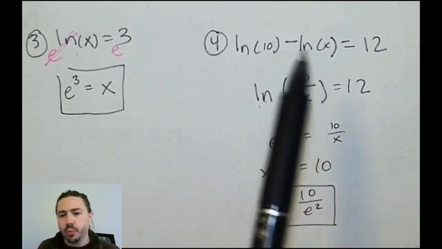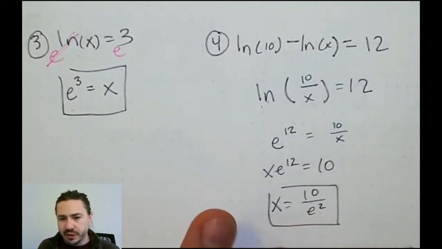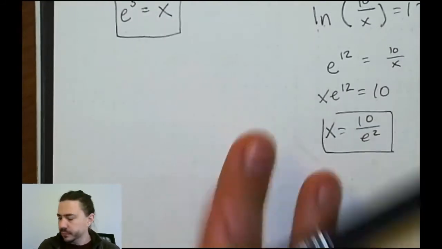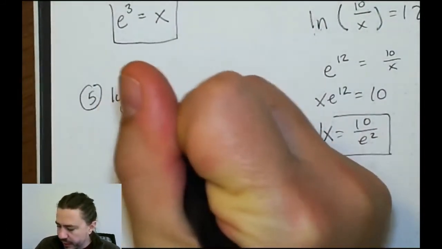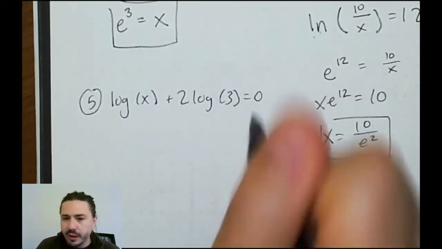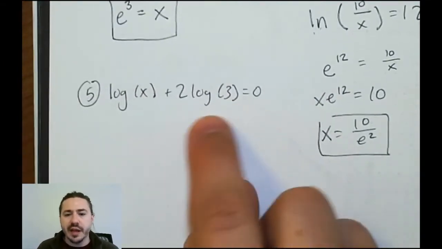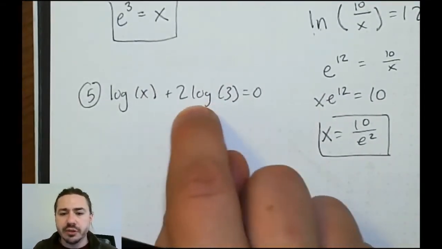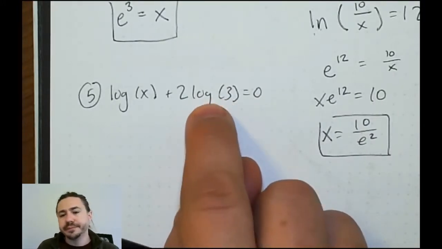Let me show you one problem that's similar to this, but that we can solve a little bit differently. So let's say I give you log x plus 2 log 3 equals 0. Now, I didn't write a base here, and just as a little reminder, if you do not see a base and it says log, not natural log, but just log, then the assumed base here is 10.